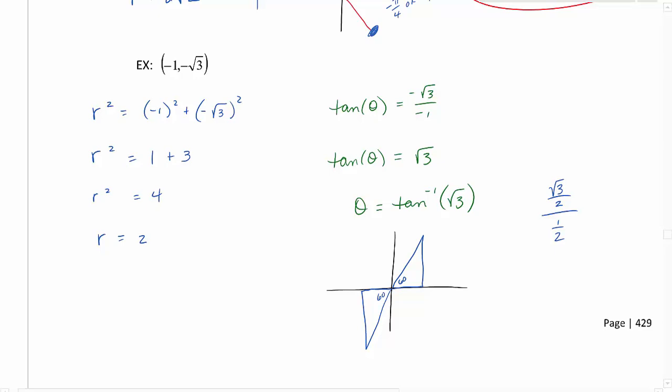Think about what quadrant this is in rectangular. Negative 1, negative square root of 3 puts us down here in the third quadrant. So that means this is the angle we're looking for. 180 degrees plus 60 degrees is 240 degrees. We can write it like this, or we can write it in radians, which would be 4 pi over 3. It doesn't matter, just make a choice. I think I'm going to write it in radians. We get the point 2, 4 pi over 3.